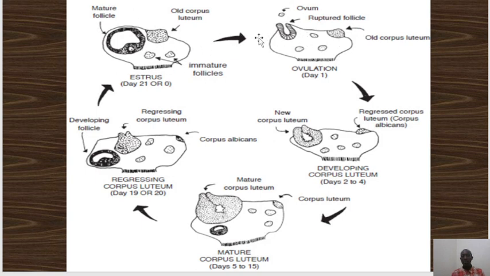Then on day one, there will be ovulation. Here, you see that this is an ovum, which was released due to the ruptured follicle. As it ruptures, the corpus luteum will form from those cells where the egg was. Then from there, it matures. During 5 to 15 days, the corpus luteum would have developed fully, then progesterone would have been produced. Then, in the absence of pregnancy, there will be regression of the corpus luteum.